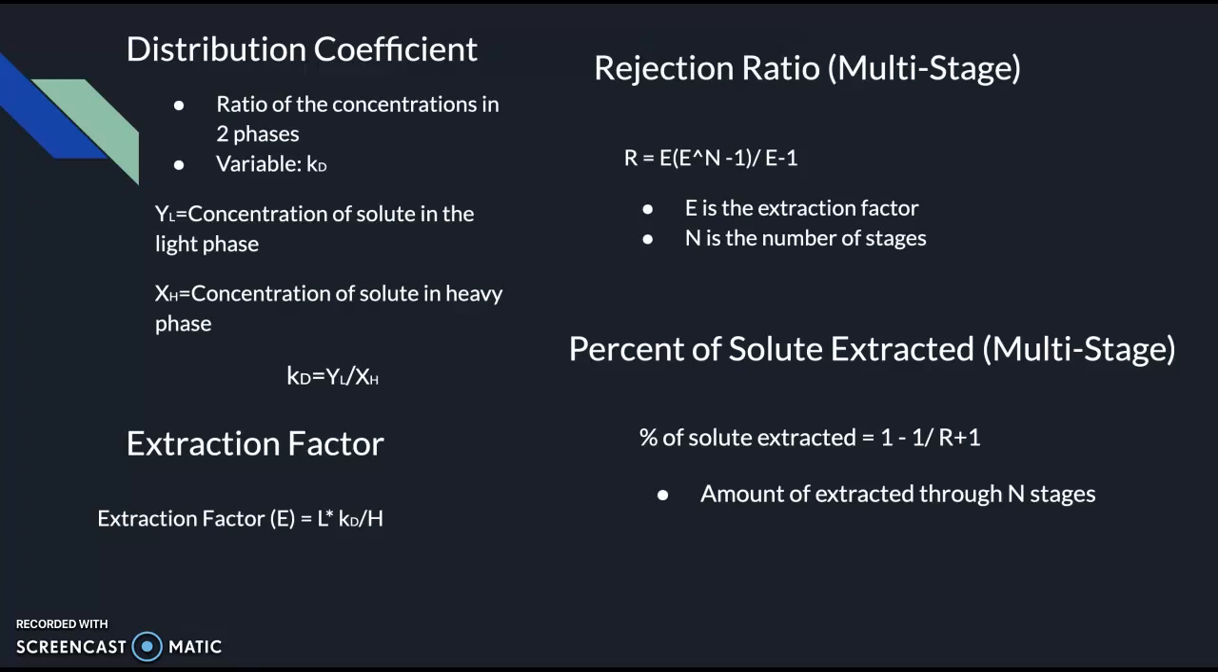The extraction factor is the ratio of the total mass of a solute in the extract to that in the other phase. The rejection ratio is the weight ratio of the solute, which is our product, leaving in the light phase compared to that leaving in the heavy phase. The percent of solute extracted is the amount of solute extracted through the number of stages that there are.